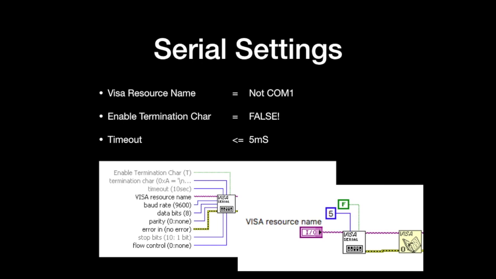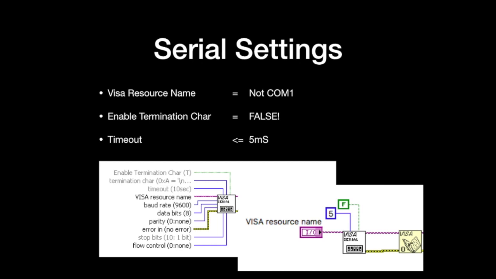But if the board becomes disconnected, or for some reason data becomes corrupted and stops flowing, your program will hang up for 10 seconds at each read node and will not respond. I will typically set the timeout to be less than 5 milliseconds. The reason behind this value will be discussed in a future video, but simply put, only one command can be given per millisecond. The next setting to change is the enable termination character.